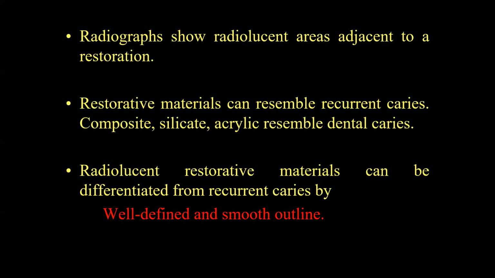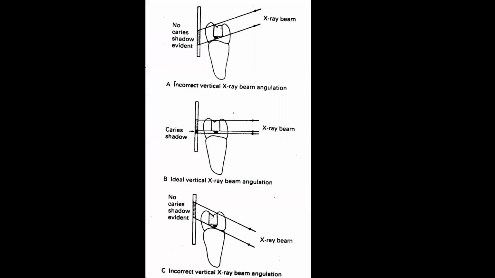because the radiolucent restorative material will have a well-defined and smooth outline, because we are filling it in a prepared cavity, so the outline will be well-defined and smooth. Whereas in case of caries, the outline won't be that smooth and well defined.